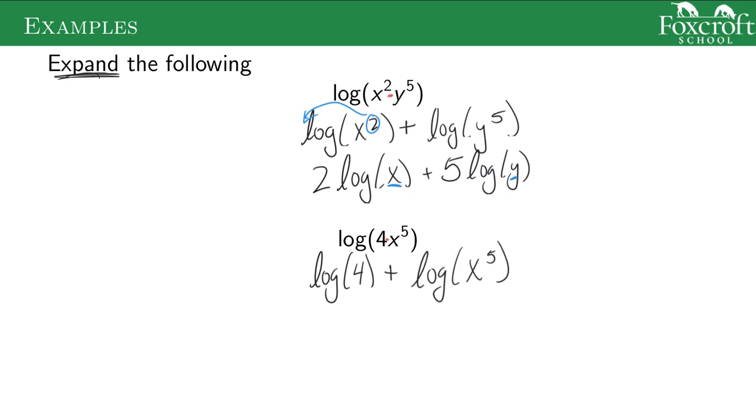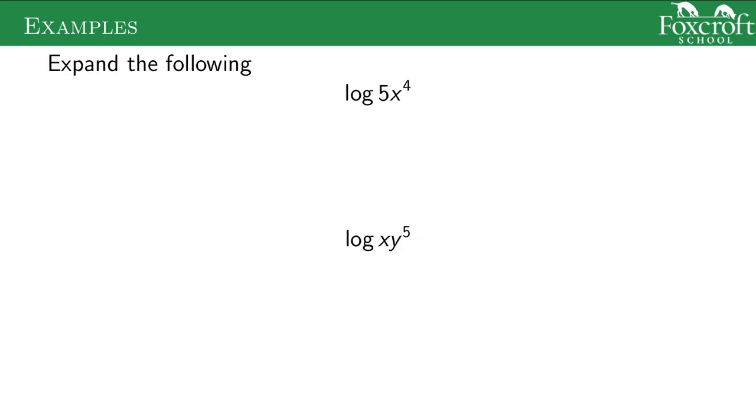Log of 4, we can't do anything with, so we're just going to leave that. But log of x to the 5th, that exponent of 5 is going to jump to the front, and we get 5 log of x. All right, so again, just keep going until you get a single term inside of your logarithm, and that's how you know you can't get any simpler. On Delta Math, they're not going to put the parentheses, but you can always just remember that there's parentheses here.